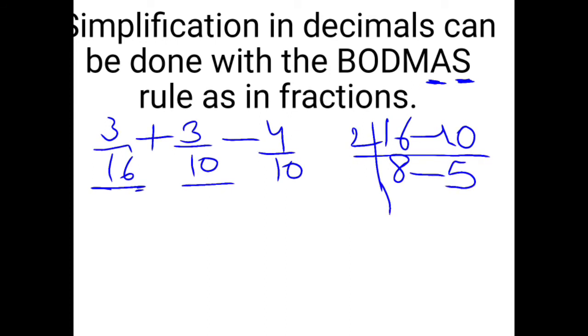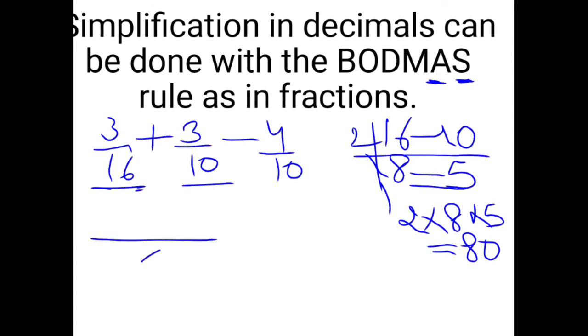Now we have 3 terms: this one, this one. So 2 multiplied by 8 multiplied by 5. What does it become? It becomes 80. Write 80 as it is. And we divide 80 by 16. What did we get? We got 5.